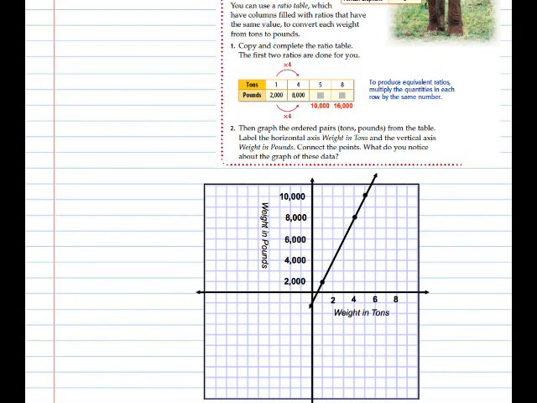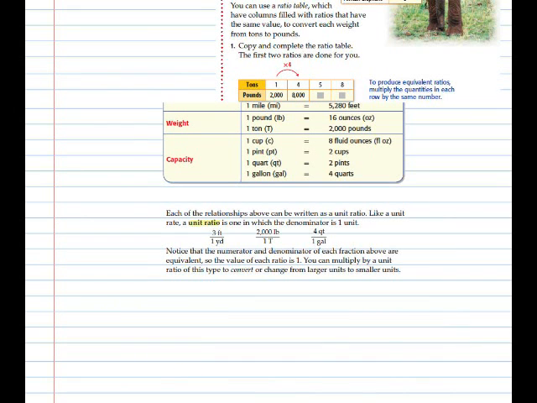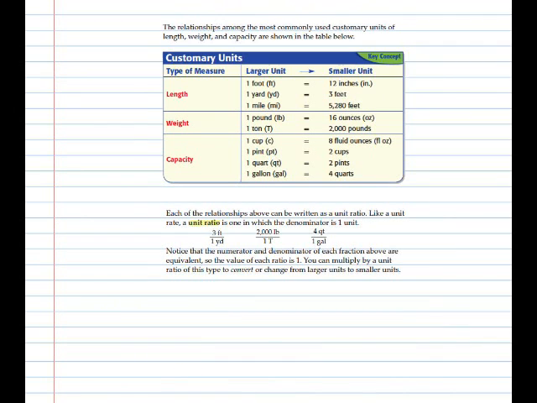Here's my horizontal axis, weight in tons. That would be my x-axis. Here's my vertical axis, weight in pounds. That would be my y-axis. My ordered pairs are 1 ton, 2,000 pounds, 4 tons, 8,000 pounds, 5 tons, 10,000 pounds. Even though my fourth pair won't fit on this graph, 3 is more than enough to come up with an accurate graph, and you can see clearly that I get a straight line.